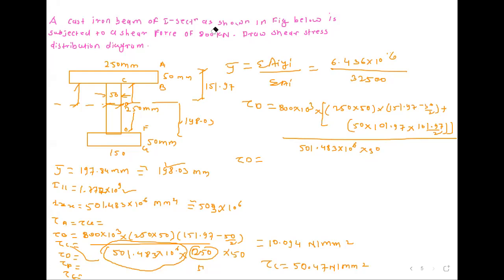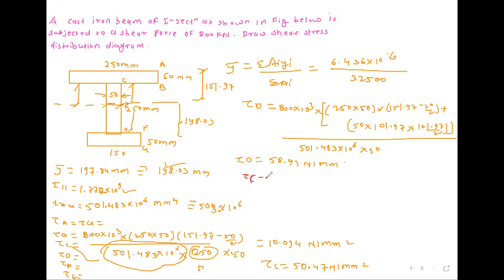58.48. Those students who are attending online, please respond here. Tau d which is equal to how much? 58.93 Newton per mm square. Okay, 58.93. After that, tau e. So before e we will calculate tau f.